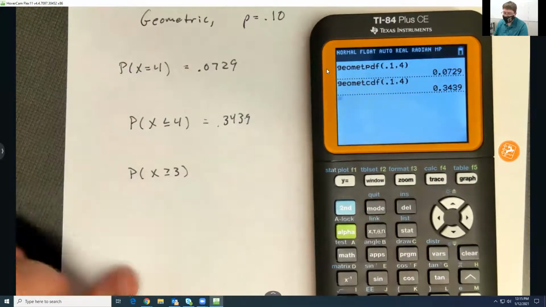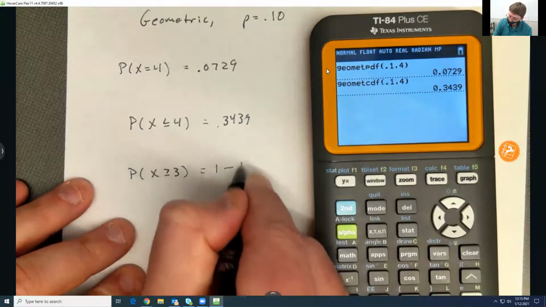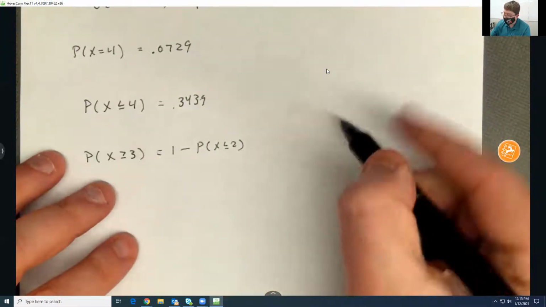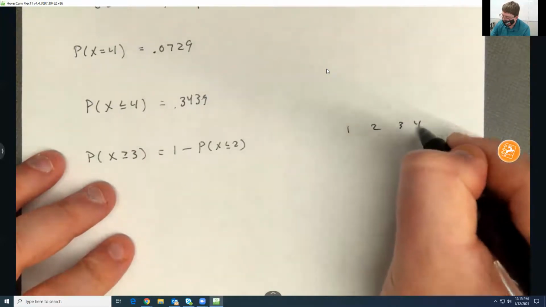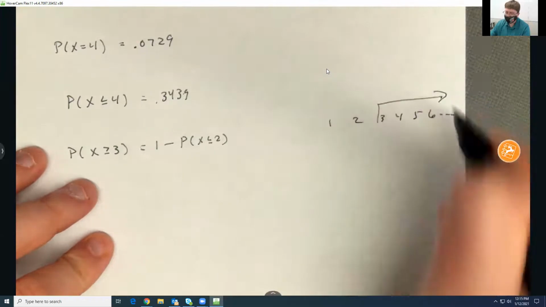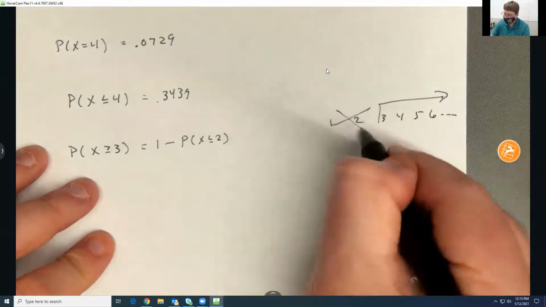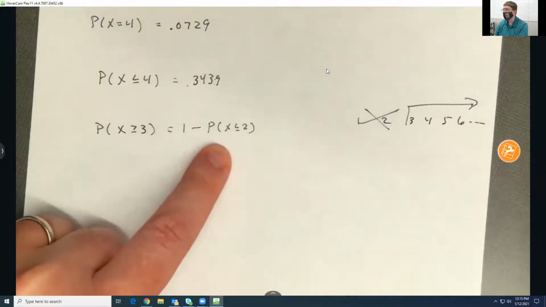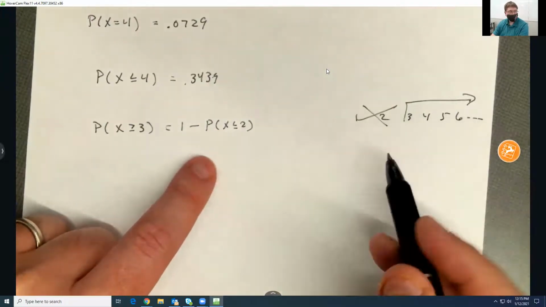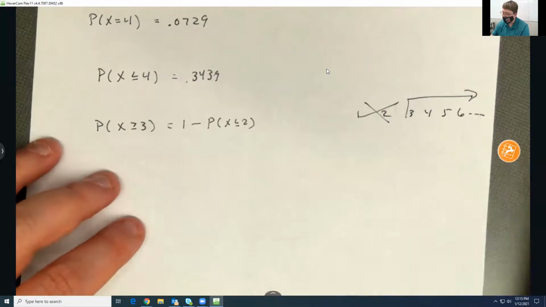How do I do greater than, Mr. G? Remember, we talked about the shortcut. It's 1 minus 1 less. All right, so if you need help again, remember, think of it like a number line that keeps going into infinity. I want everything going this way. So if I take away those two, ta-da, I have what I want. Remember, there's no end to the right. So unless you want to do every possible one, you're going to be here forever.